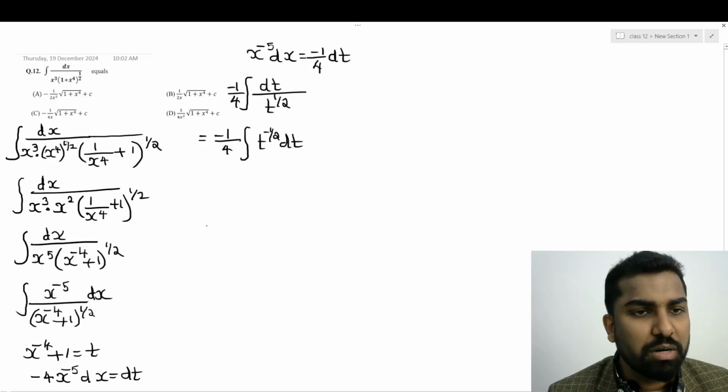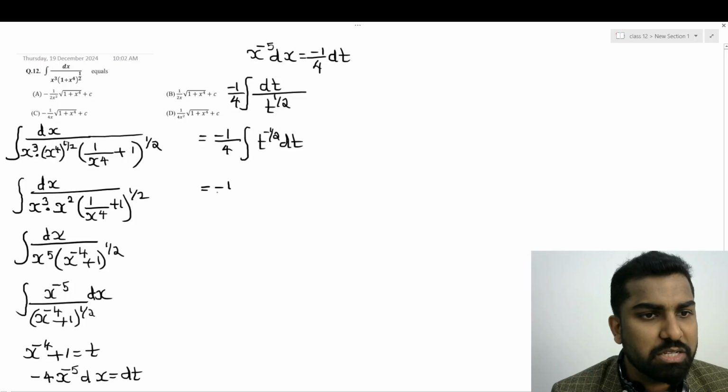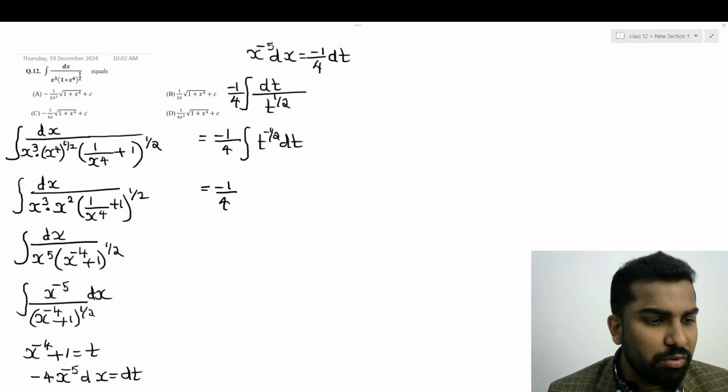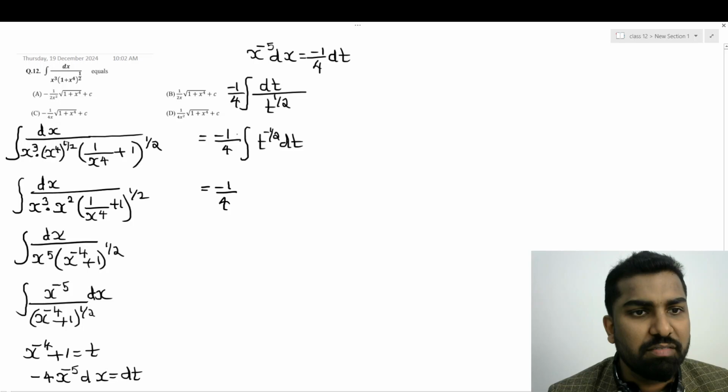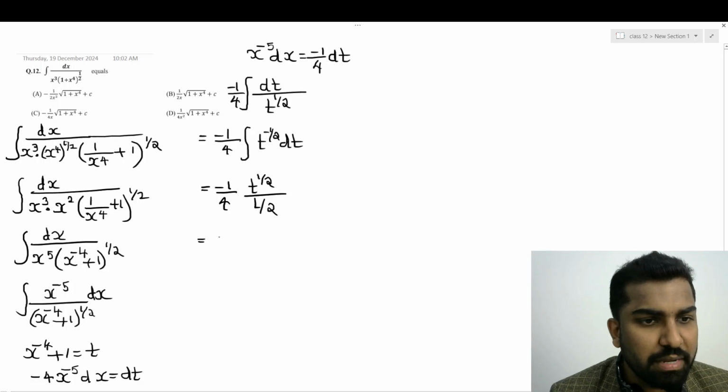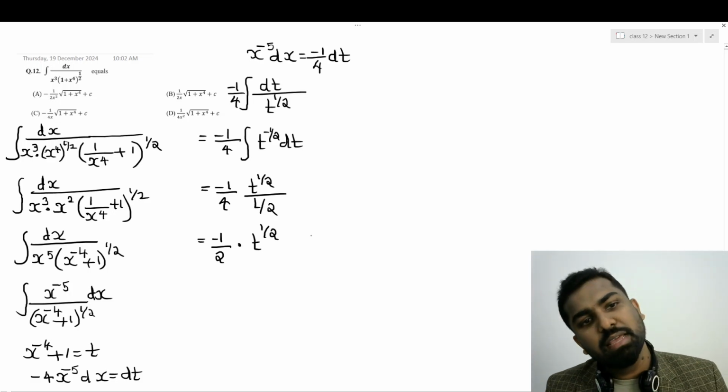Integrating t to the power minus 1 by 2 as per the formula, x power n becomes x power n plus 1 divided by n plus 1, we get t to the power (minus 1 by 2 plus 1) divided by (minus 1 by 2 plus 1). Minus 1 by 2 plus 1 is 1 by 2, so it becomes t to the power 1 by 2 divided by 1 by 2. Moving 1 by 2 as 2 by 1, 2 multiplied with minus 1 by 4 becomes minus 2 by 4, that is minus 1 by 2. So minus 1 by 2 into t to the power 1 by 2; this you get after integrating properly.